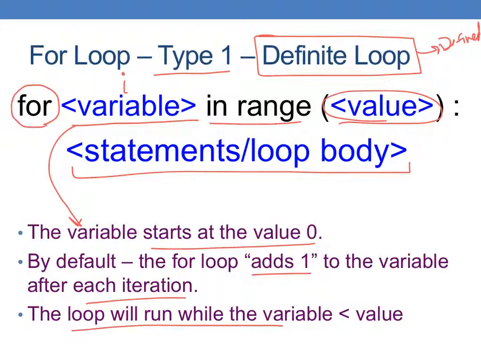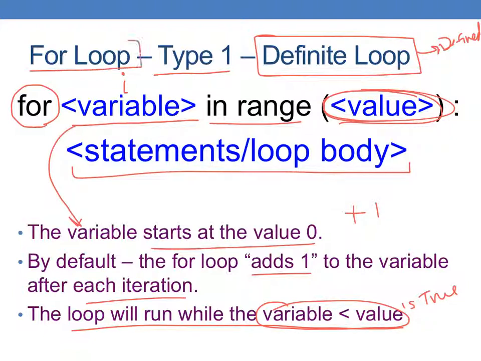The loop will then run while the variable is less than this value here. This will make more sense when we start tracing it through, but the variable that you enter starts at 0. It then adds 1 to that variable every single time the for loop runs, and it will keep going while this condition is true. The second this condition is no longer true, that's what's going to pop you out of that loop. So a for loop really sets you up so that as long as you type in a variable value here and a value here, you can't get stuck in this loop. It's going to run a definite number of times, and then you're going to pop out.